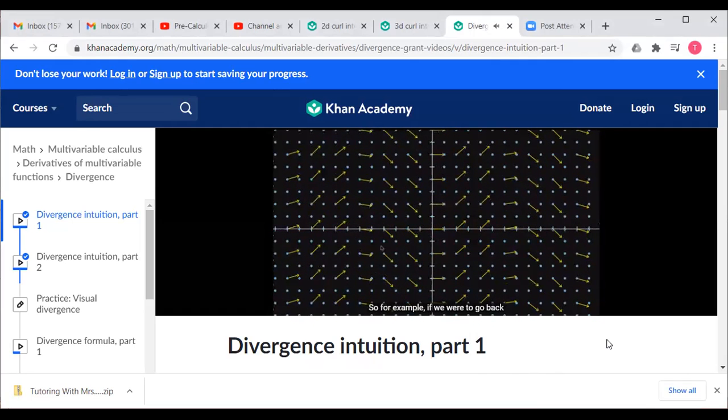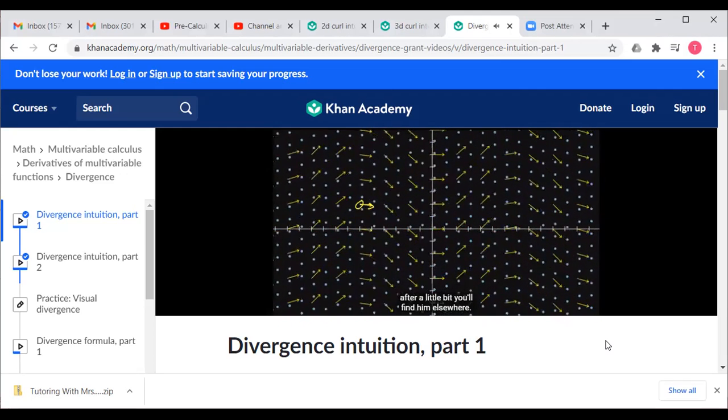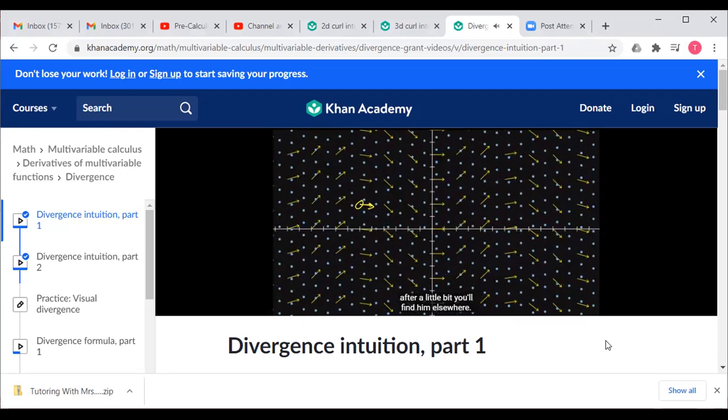So for example, if we were to go back and maybe focus our attention on just one vector like this guy, one particle, he's attached to this vector. So he'll be moving in that direction, but just for an instant, because after he moves a little, he'll be attached to a different vector. So if you let it play and follow that particular dot, after a little bit you'll find him elsewhere. I think this is the one, right? And now he's going to be moving along this vector, or whatever one is really attached to him.